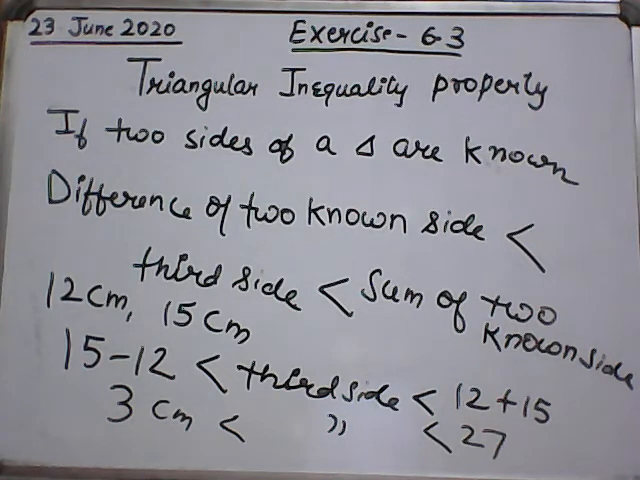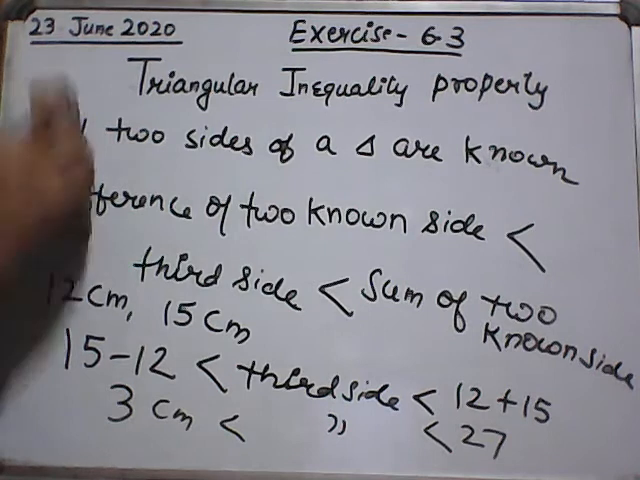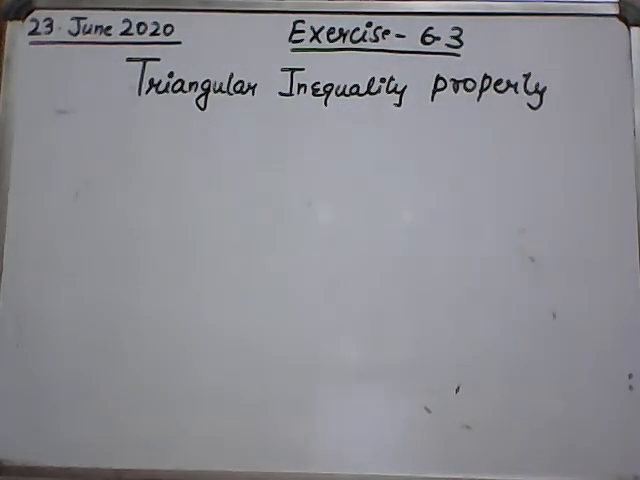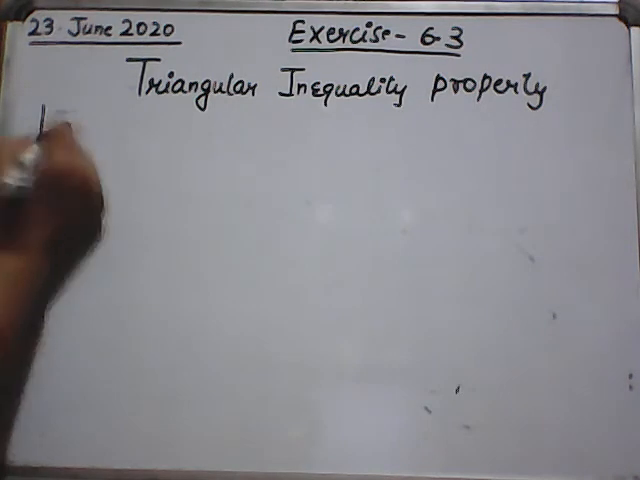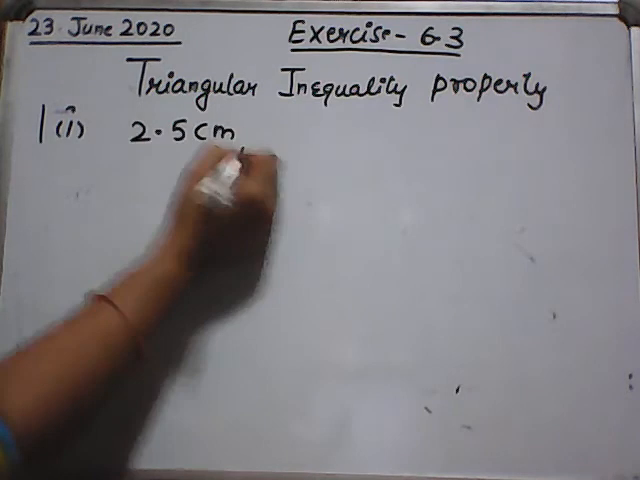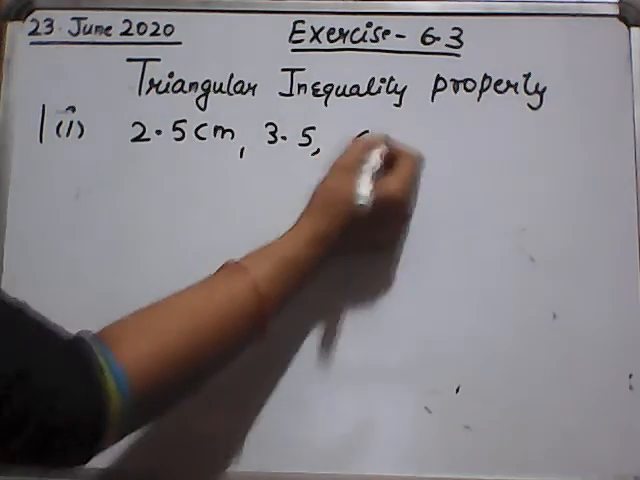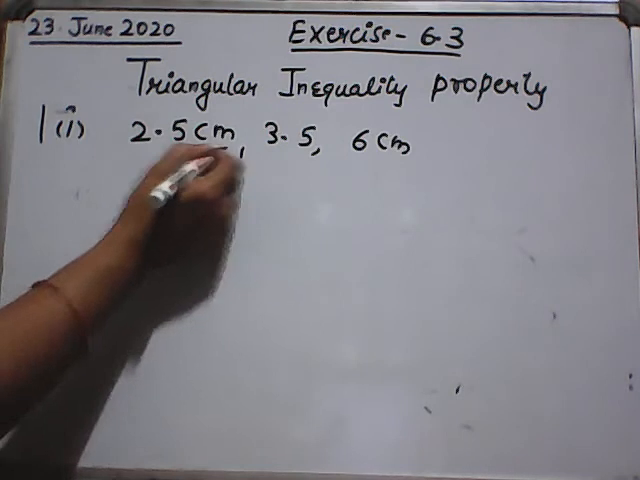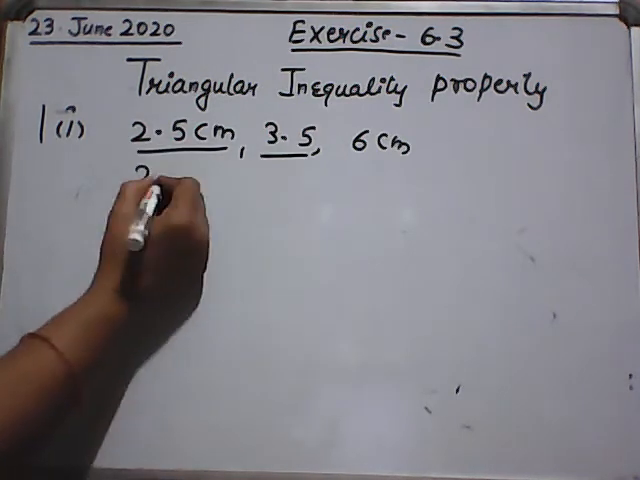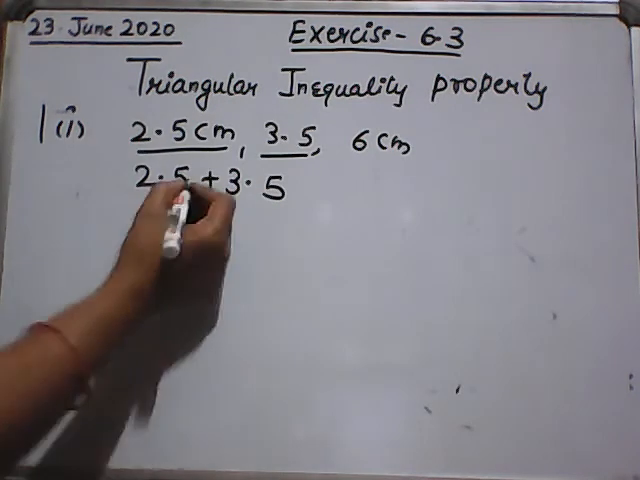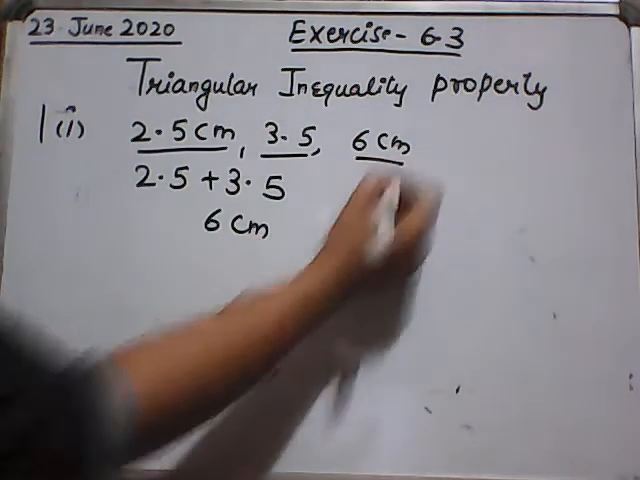Let's do the questions. Let's start with question number 1 of exercise 6.3. In part 1, you are given three sides: 2.5 centimeter, 3.5 centimeter and 6 centimeter. You have to check whether these three sides can form a triangle or not. What are the two shorter sides? 2.5 and 3.5. The sum of the two shorter sides is 6 centimeter. Now the third side is 6 centimeter.